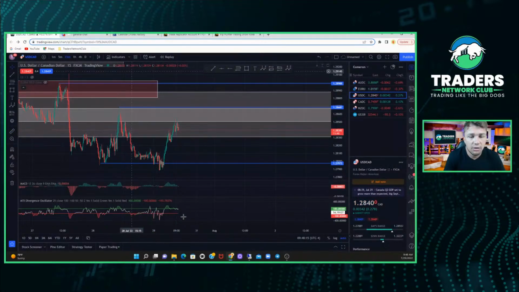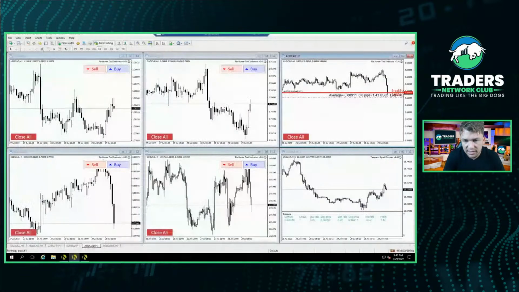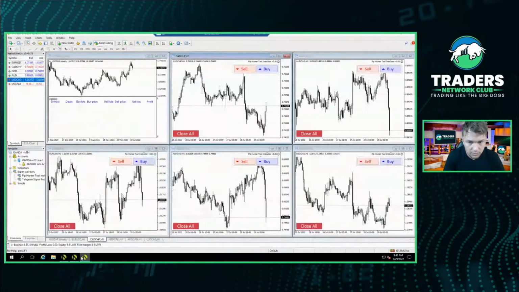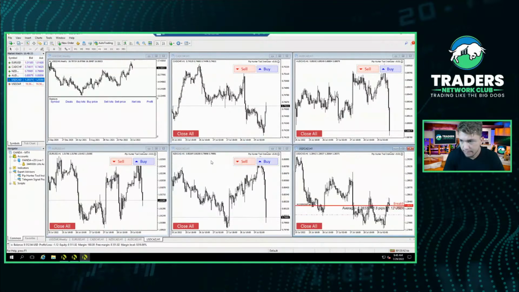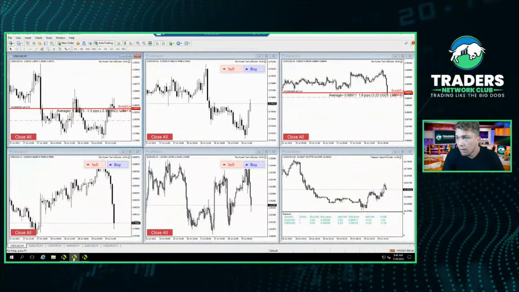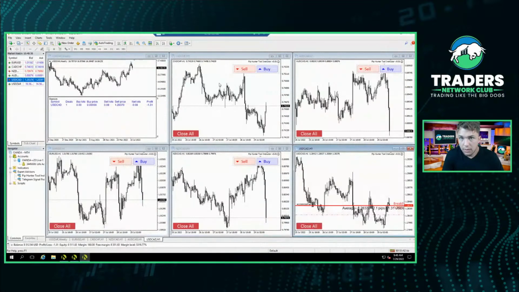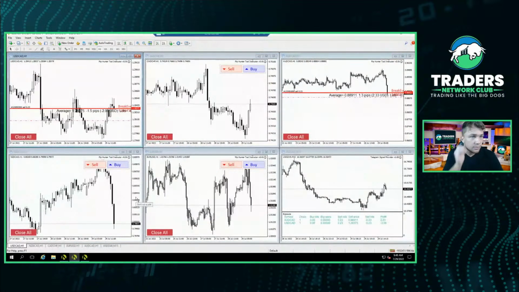So let's go ahead and sell on the euro. Oh, that's the US CAD. So the US CAD, we're going to go ahead and sell. All right. So US CAD, we are short on the US CAD and the Aussie CAD. All right. There it is.